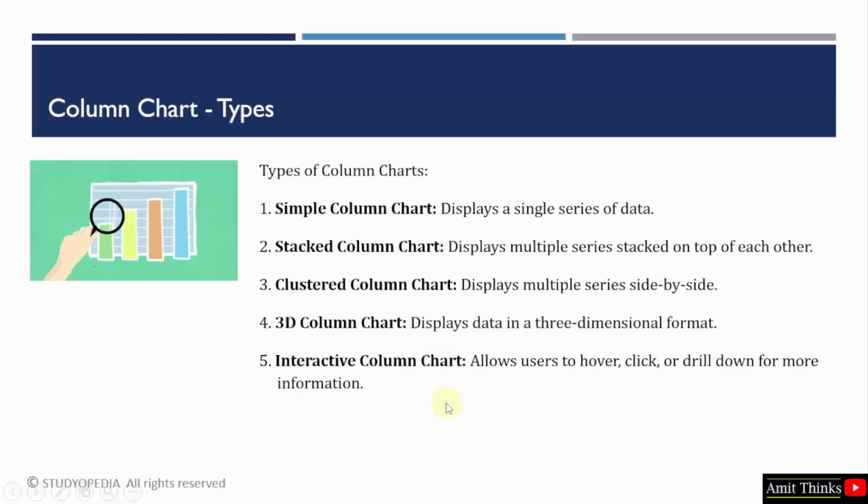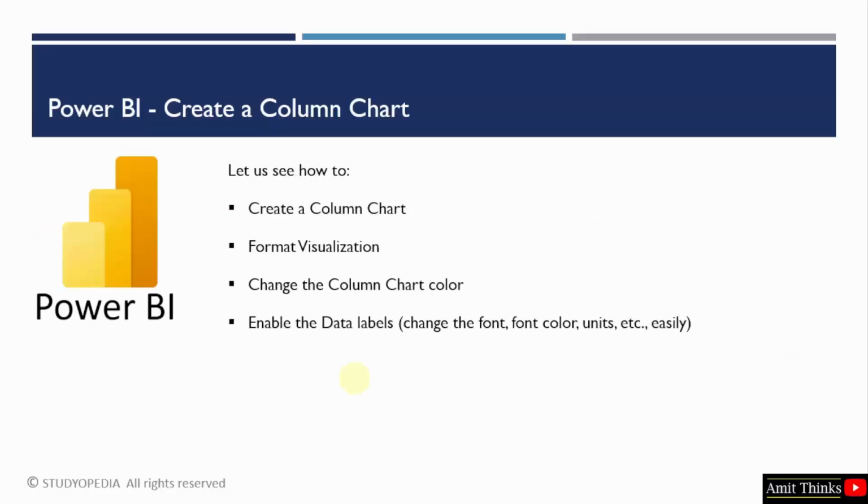An interactive column chart would allow users to hover, click, or even to click on a chart to drill down so that you can see the entire information, that is more information section. Here we will see how we can create a column chart. Then we will also learn how to format it. We will also change the column chart color and enable the data labels also. We would also see how to change the font color units easily. Okay, let us see the example.